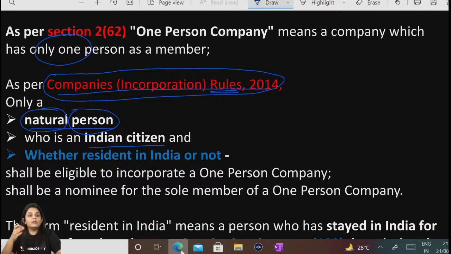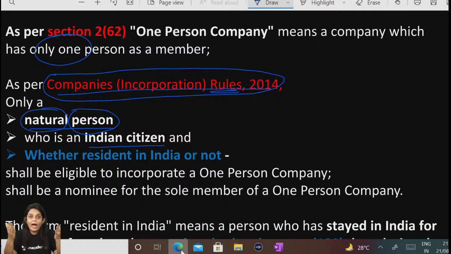What is the amendment here? Earlier it was mandatory that the person should also be a resident of India. Here there is an amendment. However, now resident of India is no longer mandatory. So what they have done is, earlier it was only a natural person.